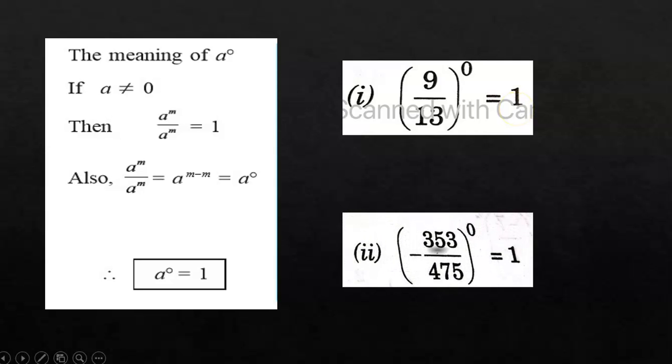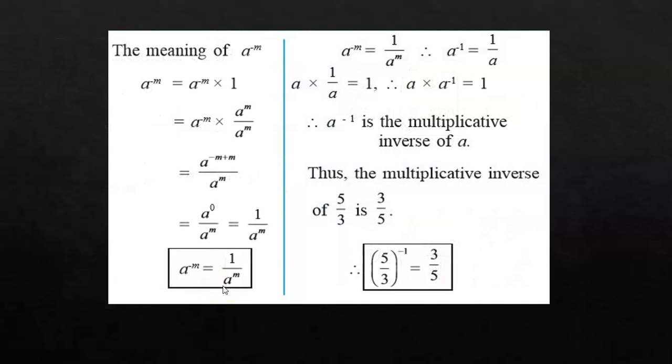Another such example. In this case, my a is a negative fraction. So I have negative 353 upon 475, the whole raised to 0. The answer in this case is also 1. So a can be anything. A raised to 0 is always 1. You need to remember this.